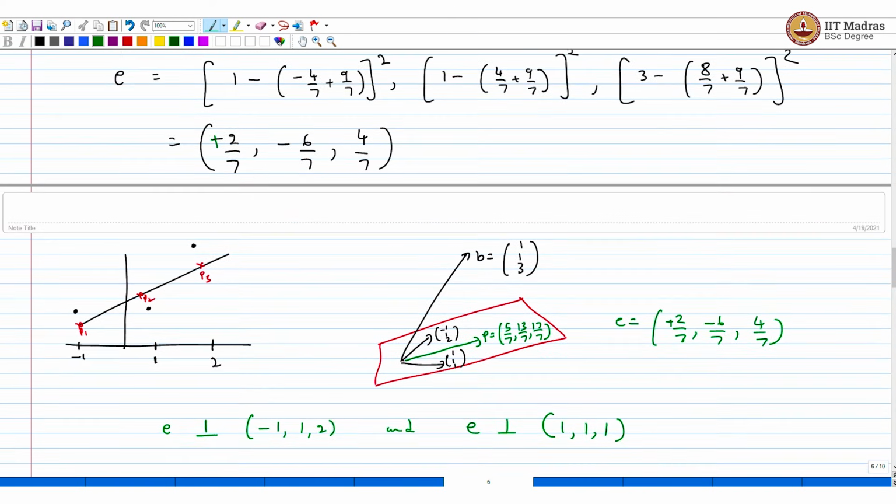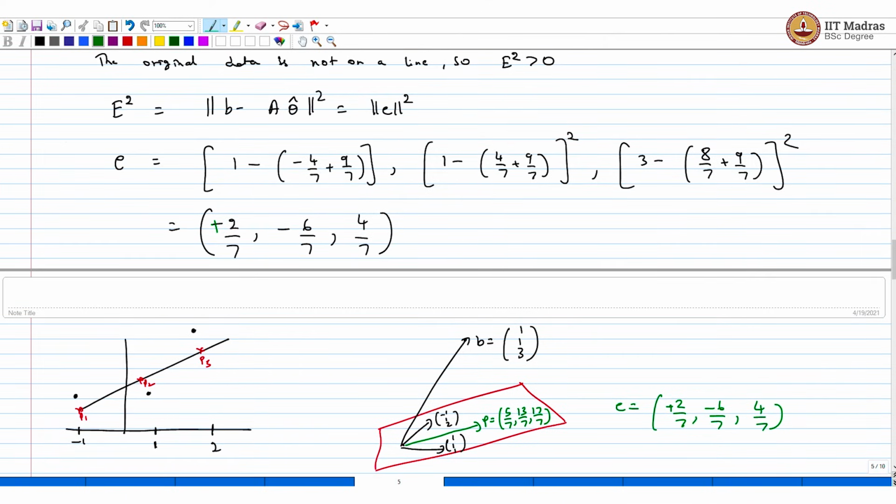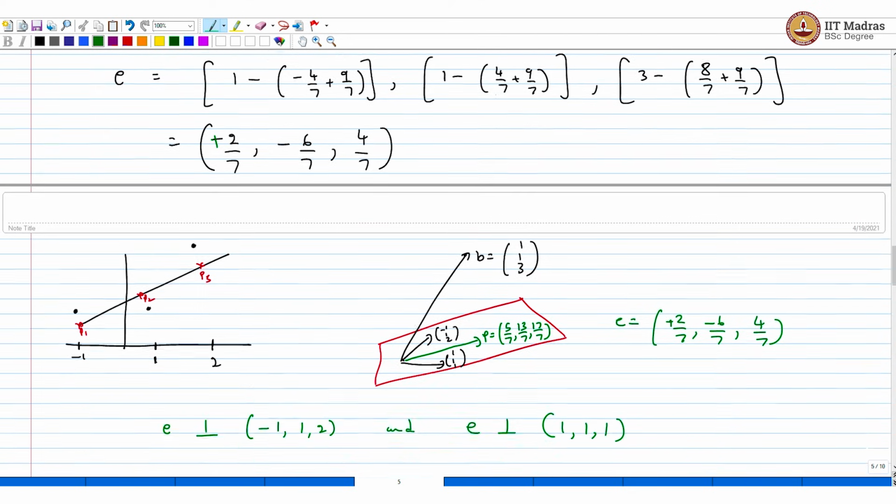Do I have a typo here? Okay, that's just a typo here. This should not be squared. So, I am calculating E and there is no square here.